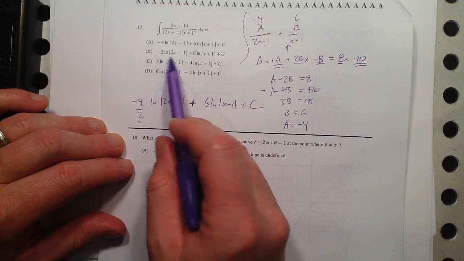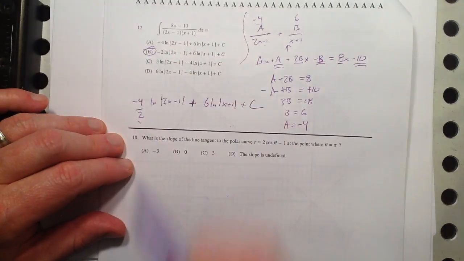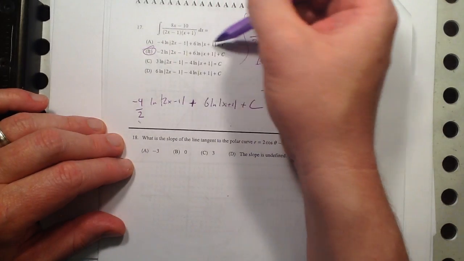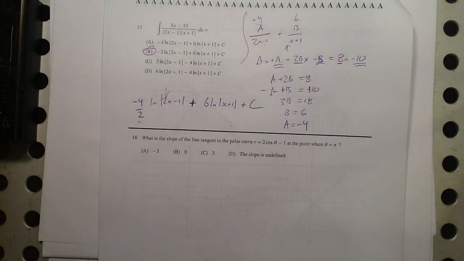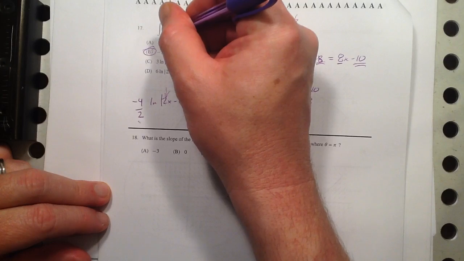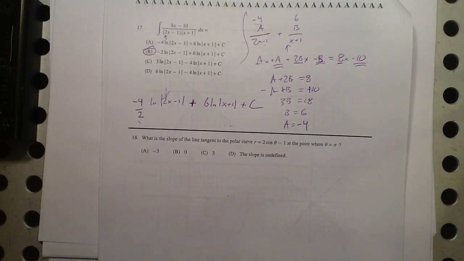So negative 2 looks like answer choice B. And look, there it is. There's the choice if you forgot that little thing. Man, that's a bummer. Don't mess that up. There's a multiplier there.